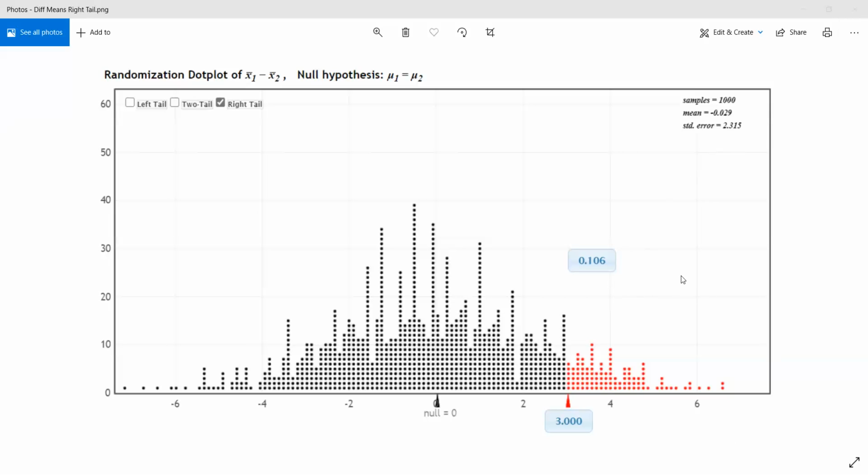We reject, right? Right. What if we had an 8% level of significance? We don't reject. Right. You got it. There you go. Very good.